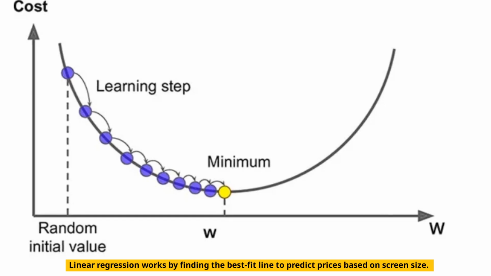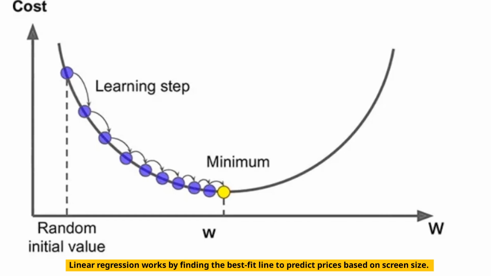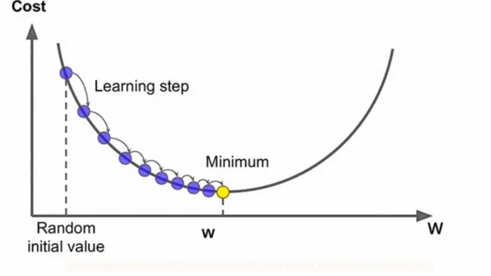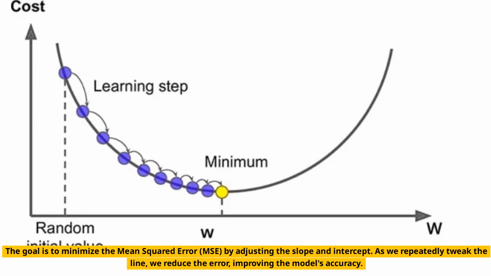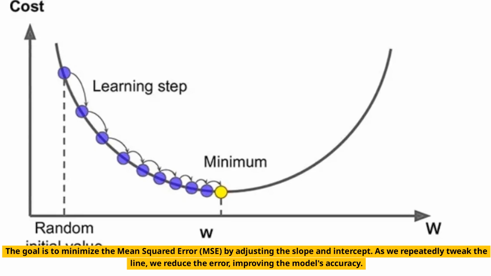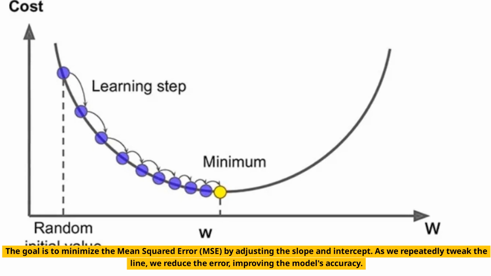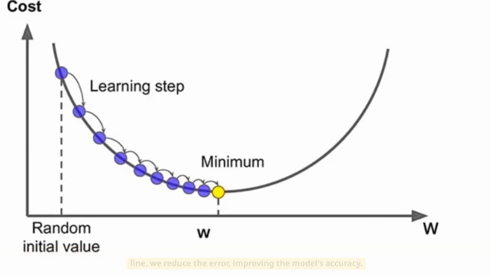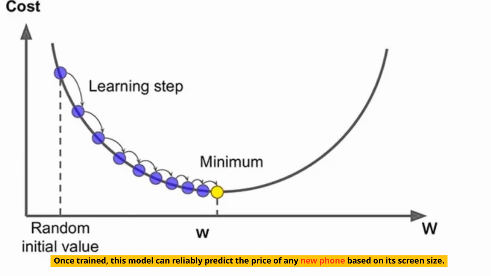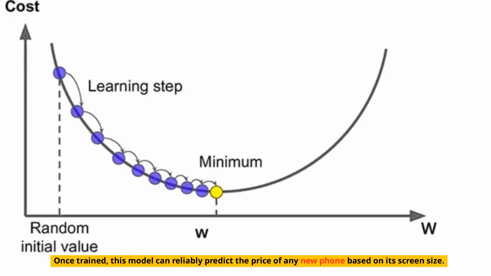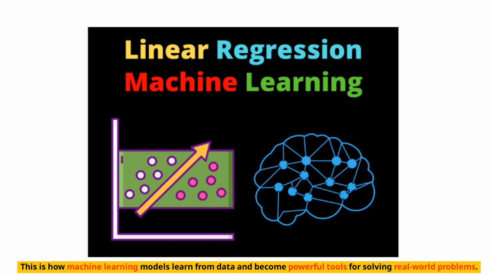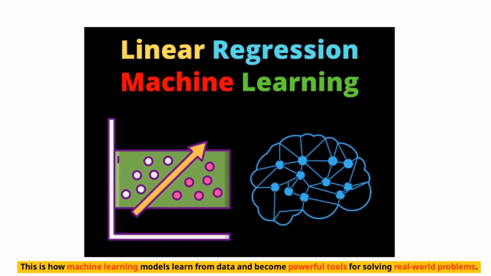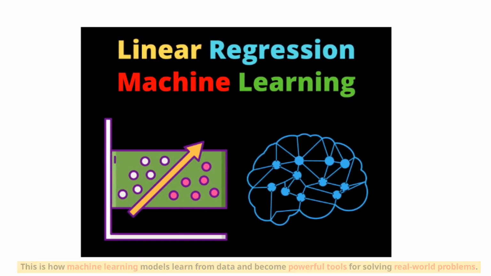Linear regression works by finding the best fit line to predict prices based on screen size. The goal is to minimize the mean squared error, MSE, by adjusting the slope and intercept. As we repeatedly tweak the line, we reduce the error, improving the model's accuracy. Once trained, this model can reliably predict the price of any new phone based on its screen size. This is how machine learning models learn from data and become powerful tools for solving real-world problems.